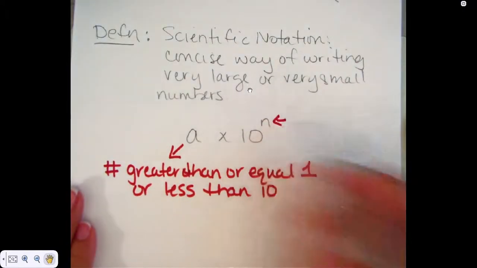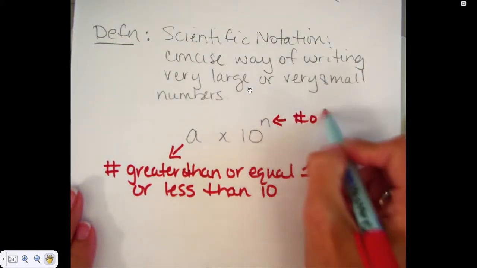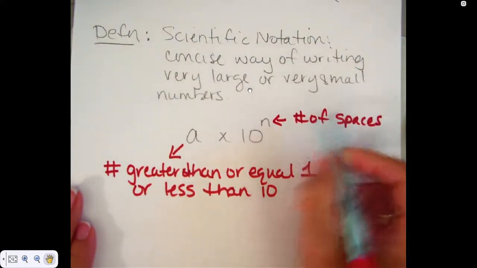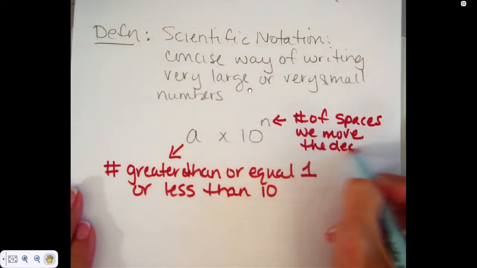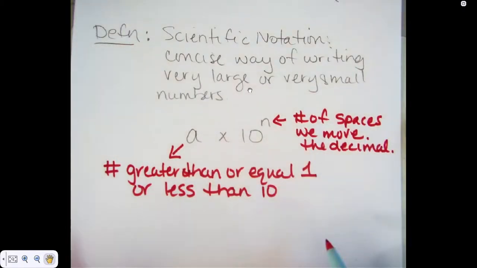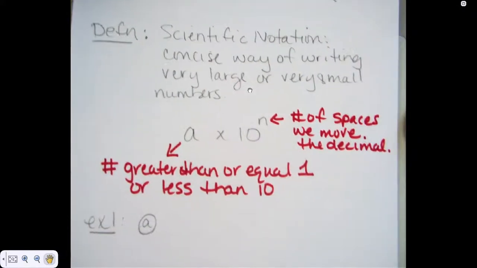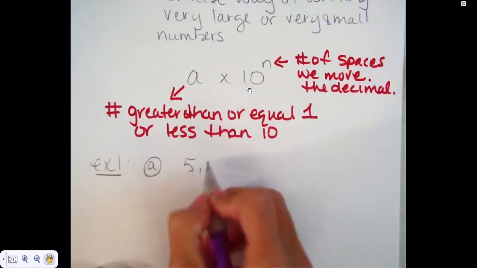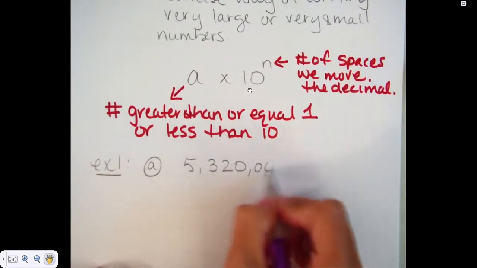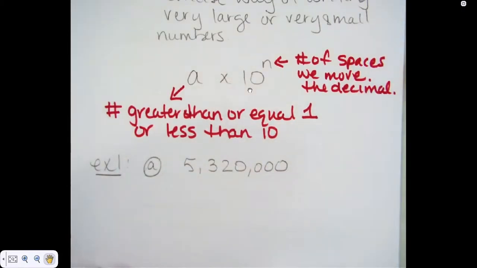N is going to be the number of spaces we move the decimal. Okay, so let's look at our first example. Example 1A. If I give you the number 5,320,000, okay, that's a very large number, and we want to write it in a more concise way, so we're going to use scientific notation.